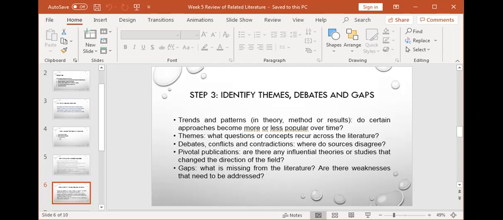Next, we have the gaps. What is missing from the literature? Are there weaknesses that need to be addressed? Okay?